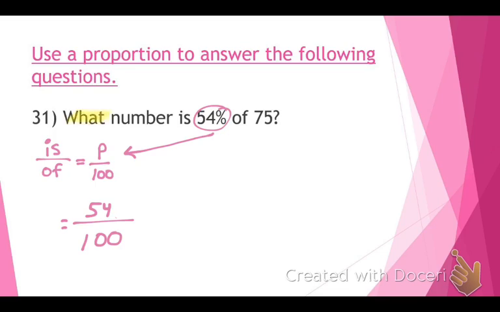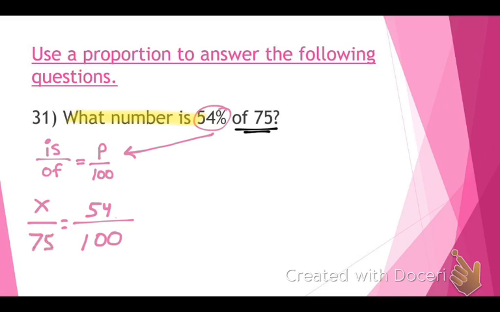No, look, this is what it says. What number is? That means I don't know it. Do I know my of? Yes. What is it? Okay, look right here. It says of 75. So, because I don't know my is, we're just going to say that it equals x. I do know my of, so I'm going to plug in 75.